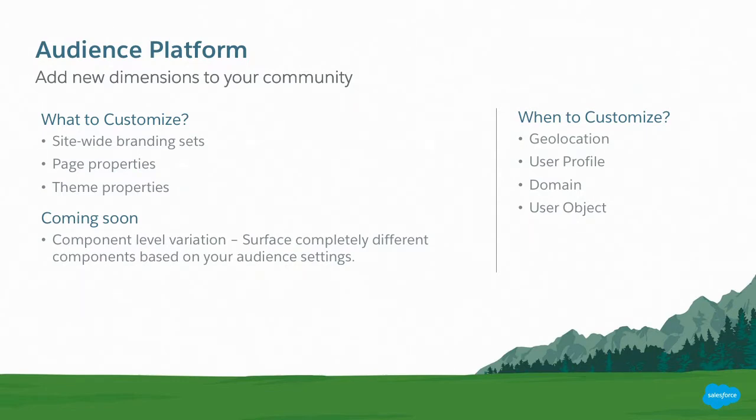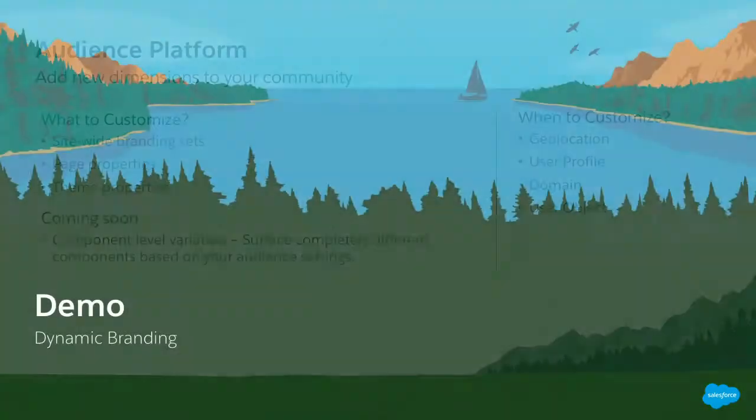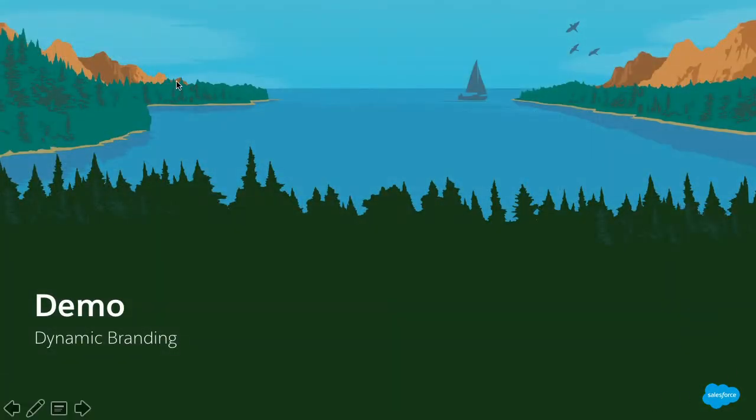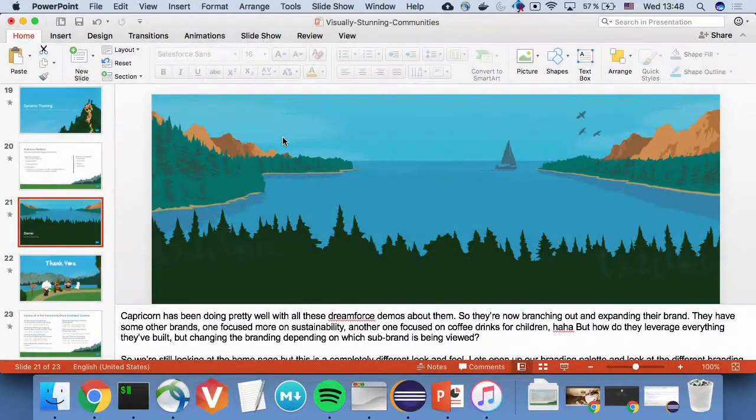User object. You can specify criteria based off of any field on the user object. So based off of their account name, you could have a different look and feel based off of that. So actually, I'm just going to show you. Enough talking. My voice is starting to go.